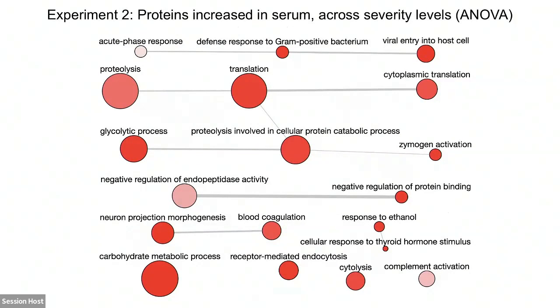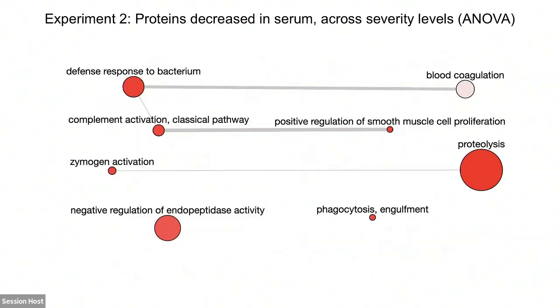And this is a map of the gene ontology associated with elevated proteins in experiment 2. You can see that at the top in the lighter shaded circle, the acute phase response, that's very predominant. So proteins like C-reactive protein and SAA1 and 2 are there. But there are many others and quite a few others that are decreased.